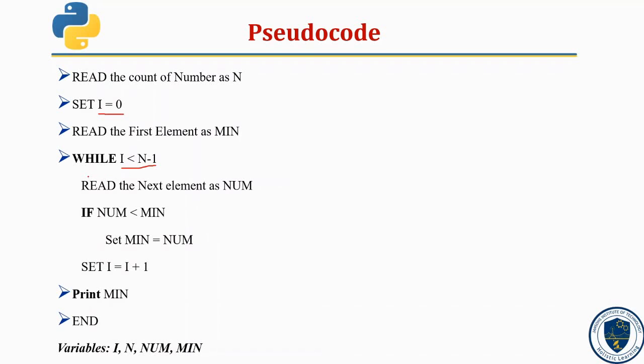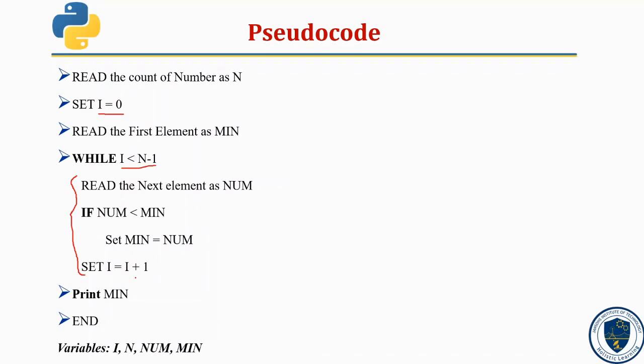So in both the conditions, the statements within the while block will be executed 5 times, which means for a total of 6 elements, the comparison will be taken 5 times to find the minimum element. So within the while block, we have read the next element and compared it with the minimum element. If we found that num is less than minimum, then we set minimum equal to num. So each time, I will be incremented.